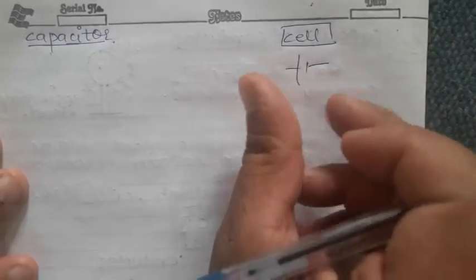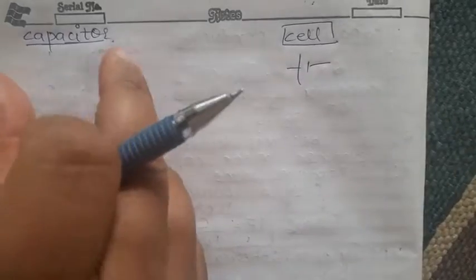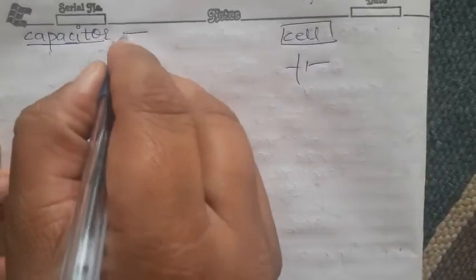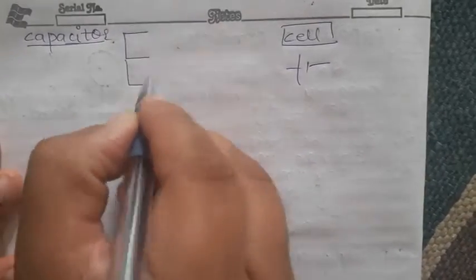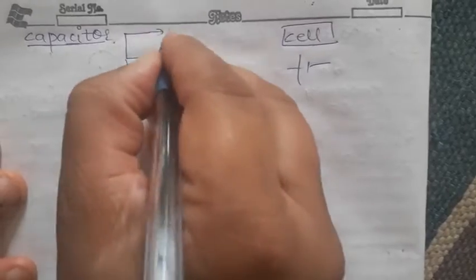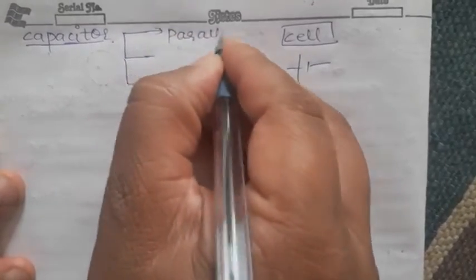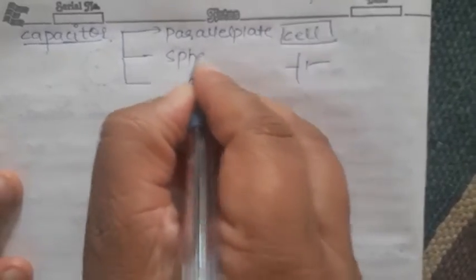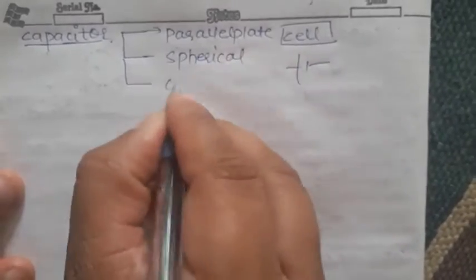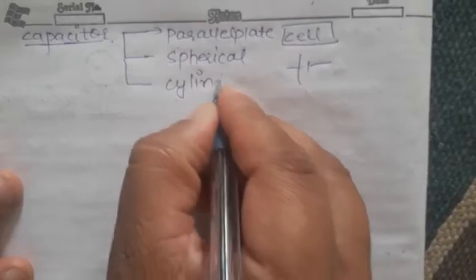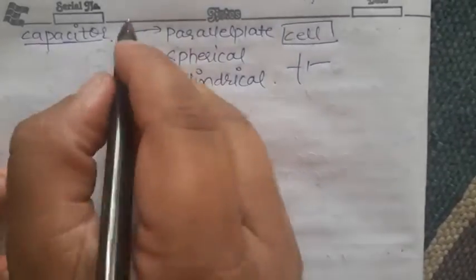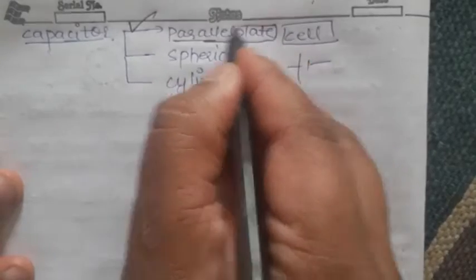stores the energy. In the similar way, capacitor is a device which is used to store the charge. We have different types of capacitor. We have parallel plate capacitor. We have spherical capacitor. We have cylindrical capacitor. But which capacitor will I discuss in my syllabus?